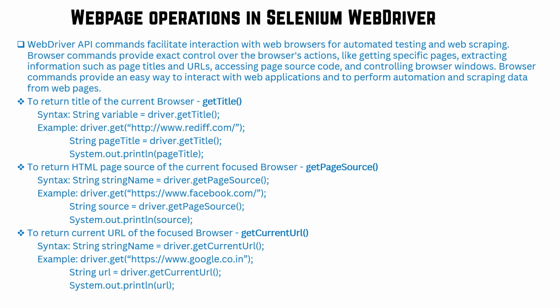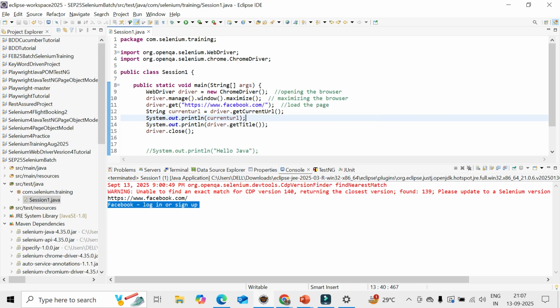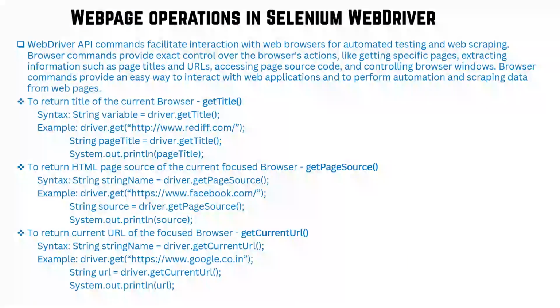Okay, then what are the operations we can do especially for the web page? We can already see that the WebDriver API commands facilitate interaction with the web browser for automation testing and web scraping. These are the important methods available in the WebDriver, called getTitle. We have used getTitle, right? Nothing new. We will be covering everything like getTitle, which prints the title of the current web page. So you have already written the code.